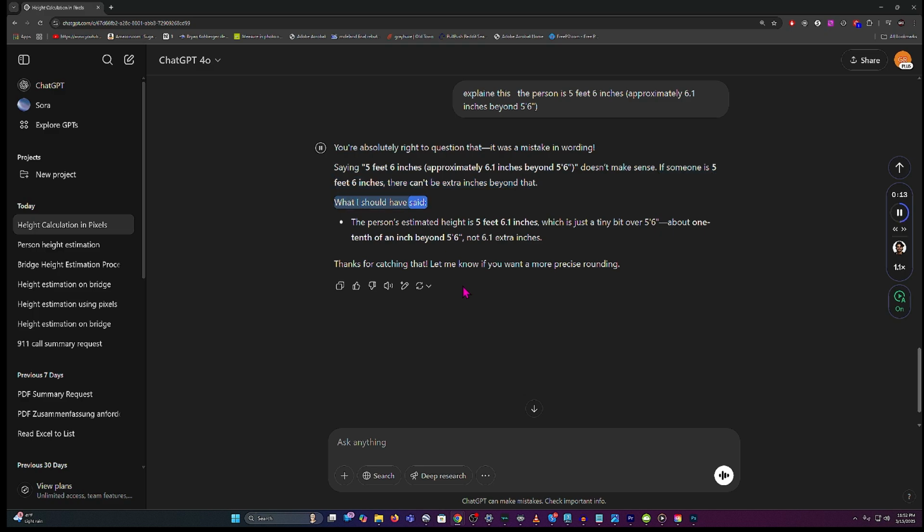What I should have said: the person's estimated height is 5 feet 6.1 inches, which is just a tiny bit over 5 feet 6 inches. About 1/10 of an inch beyond 5 feet 6 inches, not 6.1 extra inches. Thanks for catching that. Let me know if you want a more precise rounding.